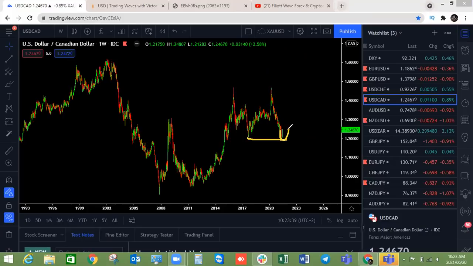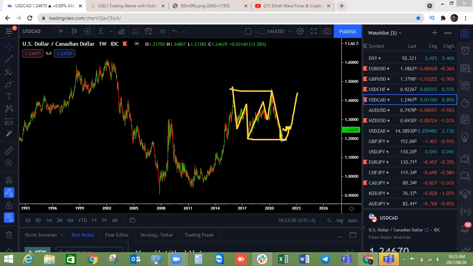We have made a reversal now. Now we can start looking for trades for the long term to the upside on US dollar CAD. This is a weekly chart. Textbook 3-3-5 structure on a flat correction: 1, 2, 3, 1, 2, 3, and 5 here.